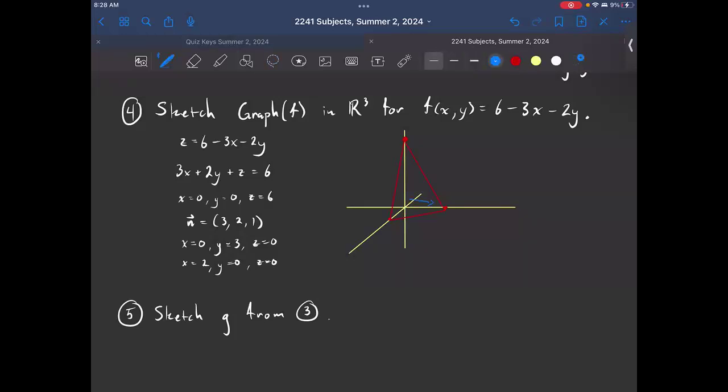All right, so the perspective might be slightly off, but that's the idea right there, is that our vector should be going perpendicular to this plane. And so the surface itself is just going to be an extension of that triangle, sort of like this. Okay. And there we go. That's a rough sketch of the graph of f here.